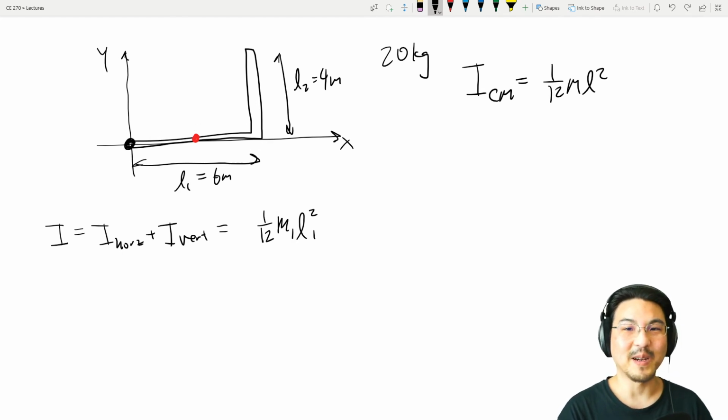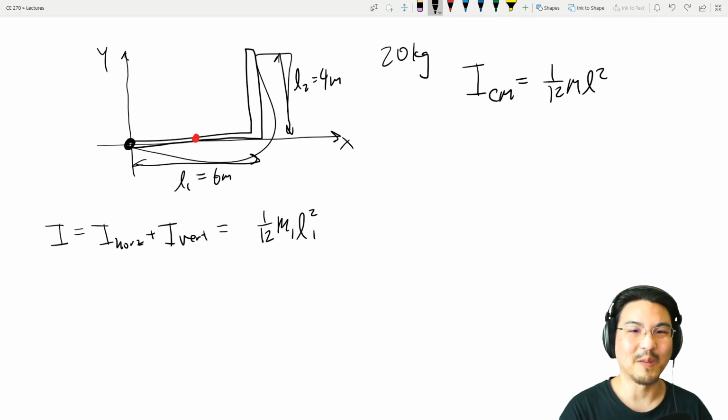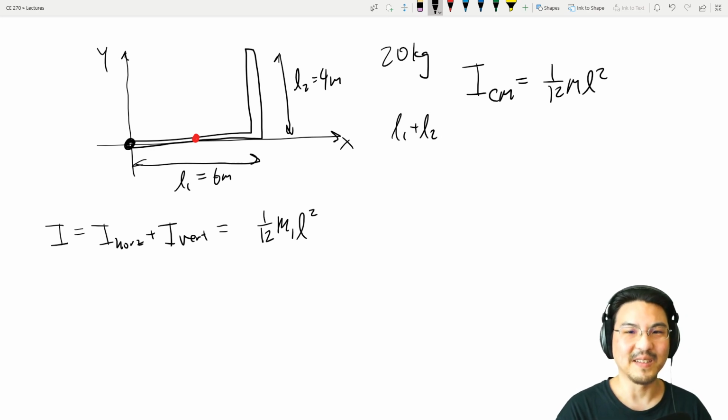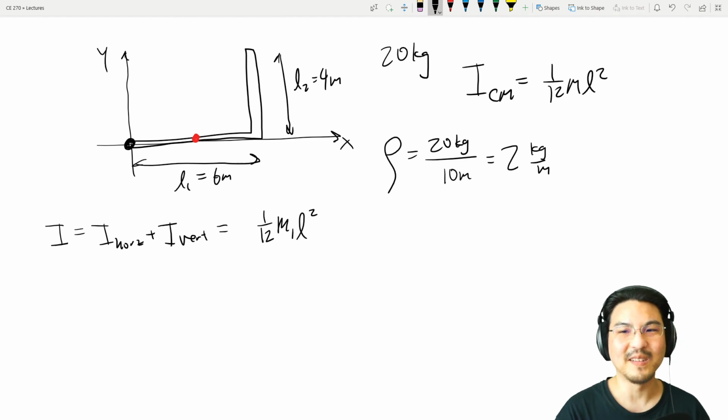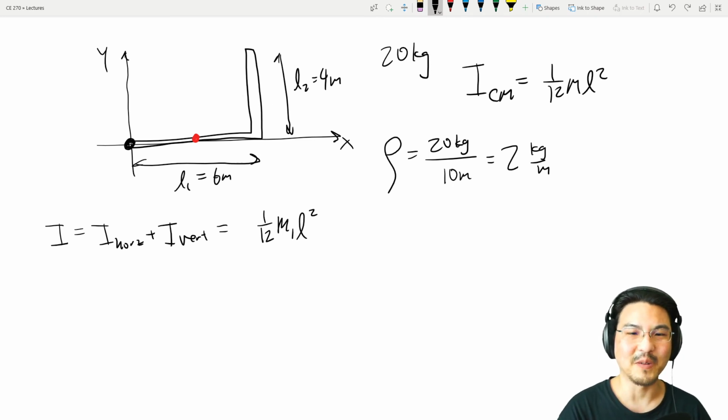So we know that the entire bar is 20 kilograms, and the entire length of the bar is L1 plus L2. So the density is 20 kilograms over the total length of the bar, 10. So it's 2 kilograms per meter, the linear density. So for every meter, 2 kilograms. That means this horizontal bar is 12 kilograms, and this vertical part is 8 kilograms. So we know that this is 12 and this is 6 meters.